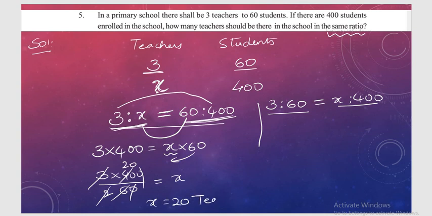So what is 20 here? So what is x here? x is nothing but the number of teachers. So x is equal to 20 teachers, right?